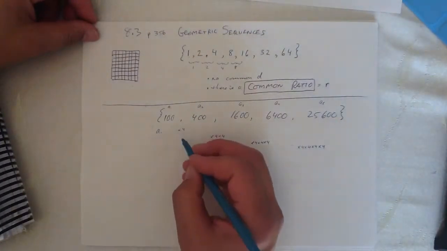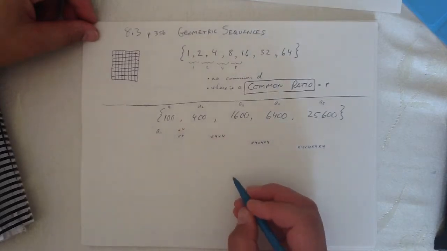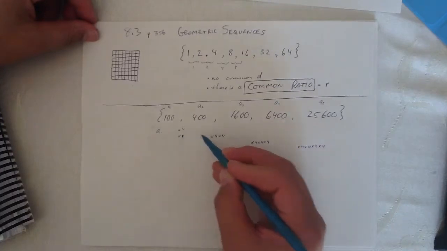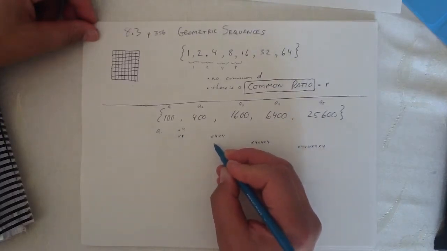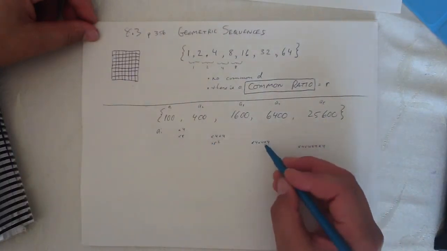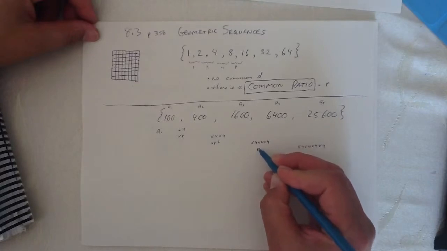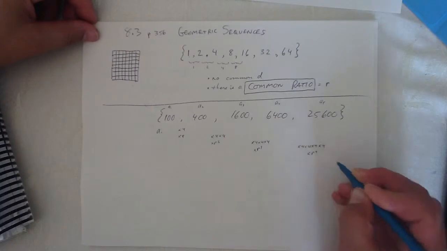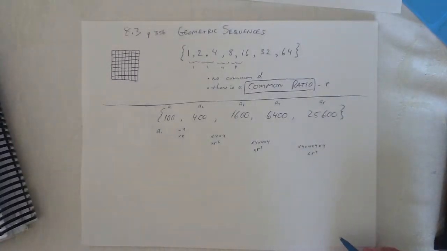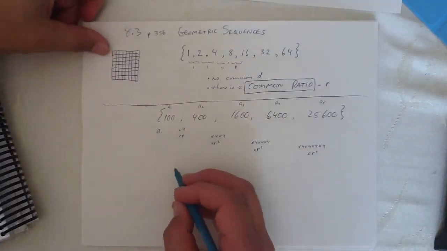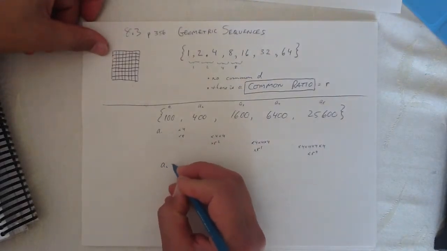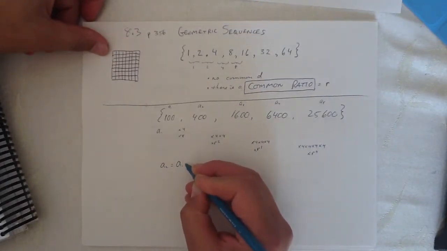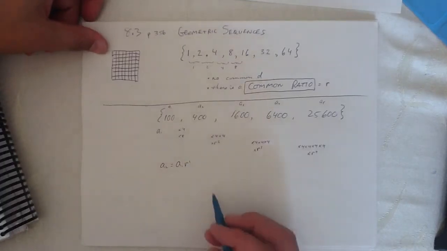So notice this. Multiplied by 4 is multiplied by R. Multiplied by 4 times 4 is multiplied by R squared. Multiplied by this stuff is times R to the 3rd power, and this is times R to the 4th power. Now if we look for a pattern here, let me write this down here. A2 equals A1 times R to the first power. That's what R is.